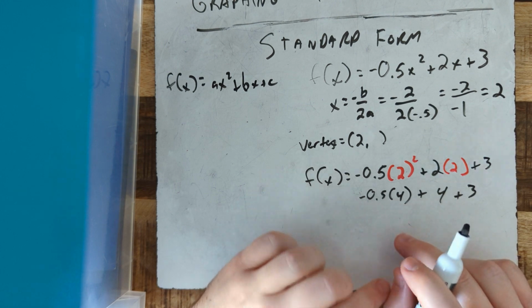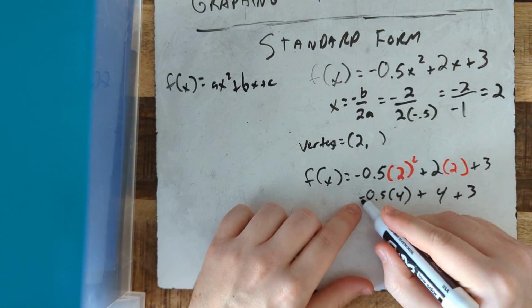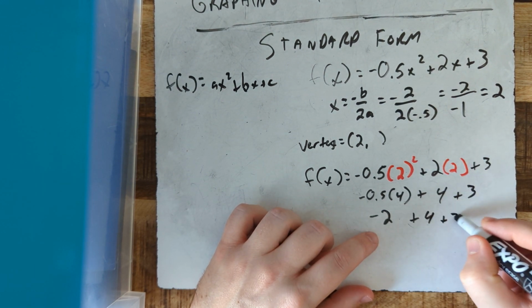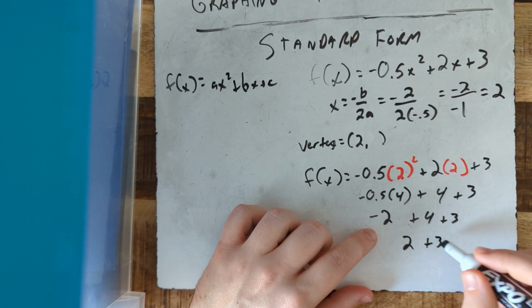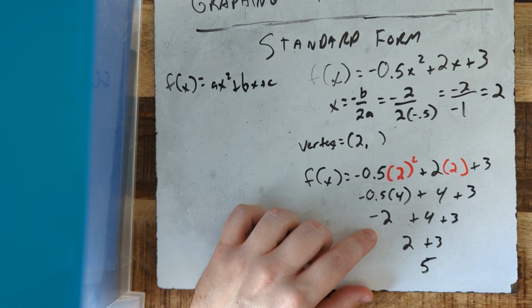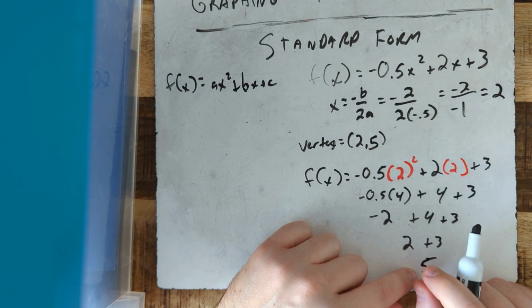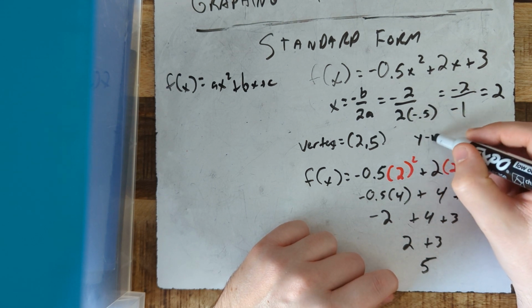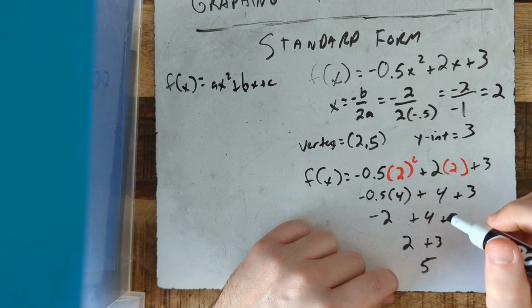Negative 0.5 times 4. So just think, what's half of 4? Well, it's 2. And we have a negative out front, so it's a negative 2. Bring down the rest of our numbers. Negative 2 plus 4 is a positive 2. And positive 2 plus 3 is 5. So our y is 5 for our vertex. And our line crosses the y-axis at 3 again.